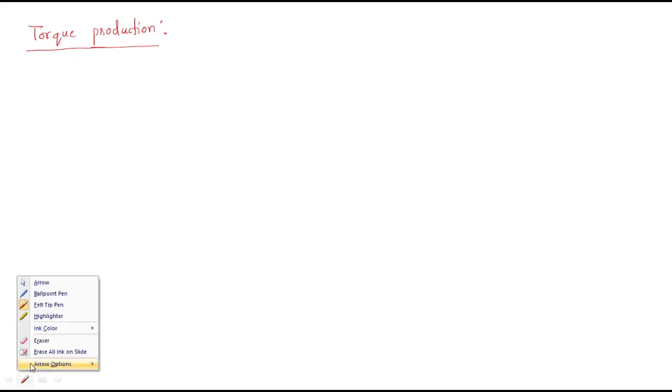So to produce the torque we require three conditions. First we will write torque production. What is torque? Torque is the twisting force. It is useful to rotate the rotor. So for the torque of any machine, for torque production, we require three conditions.